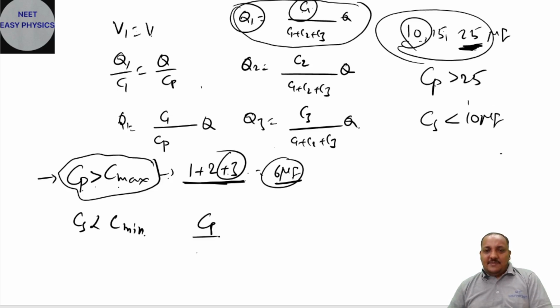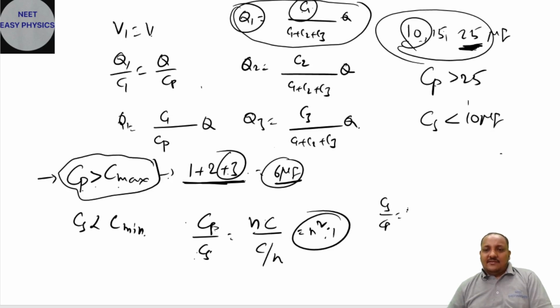Next, what is Cp by Cs if identical capacitors are connected in parallel and in series? For Cp, it is nC. For Cs, it is going to be C by n. Therefore, you will get n squared is to 1 for Cp by Cs. If it is Cs by Cp, reverse: 1 is to n squared. So these points are going to be important for this parallel combination.